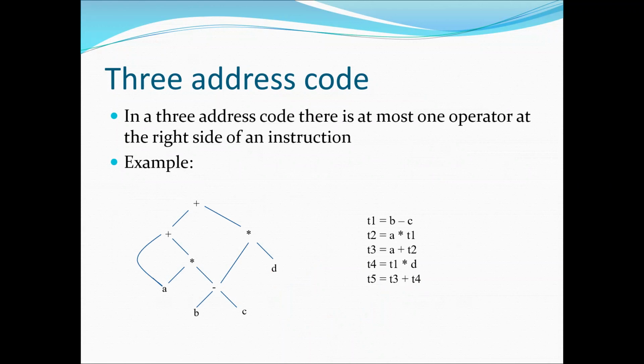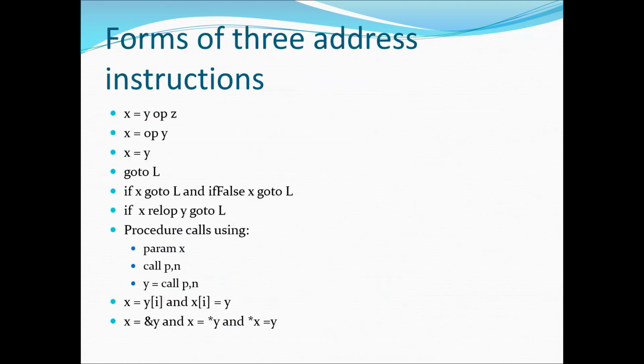So three address code is nothing but having only one operator at the right side of an instruction. So for an example, three address, can you see it here? For each and every instruction, whatever we are going to do, here we are using only T1. Then we have three addresses here, T1, B, and C. What are all the different forms of the address instructions? We can use it here.